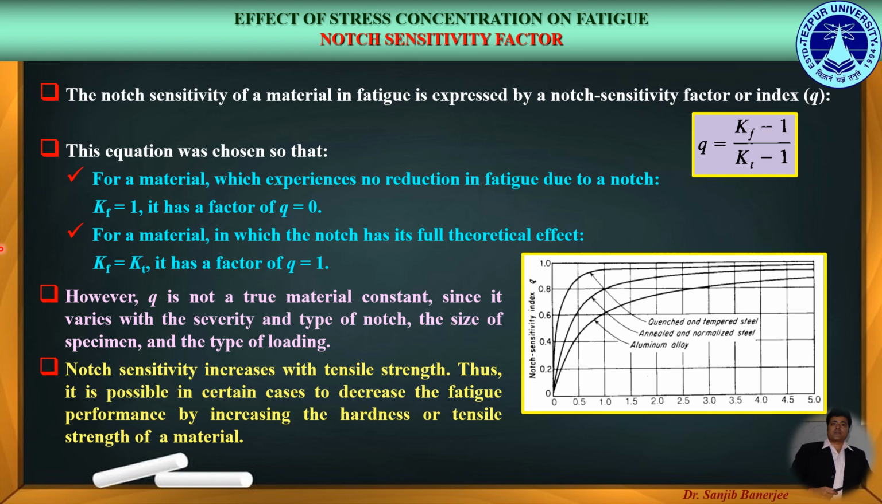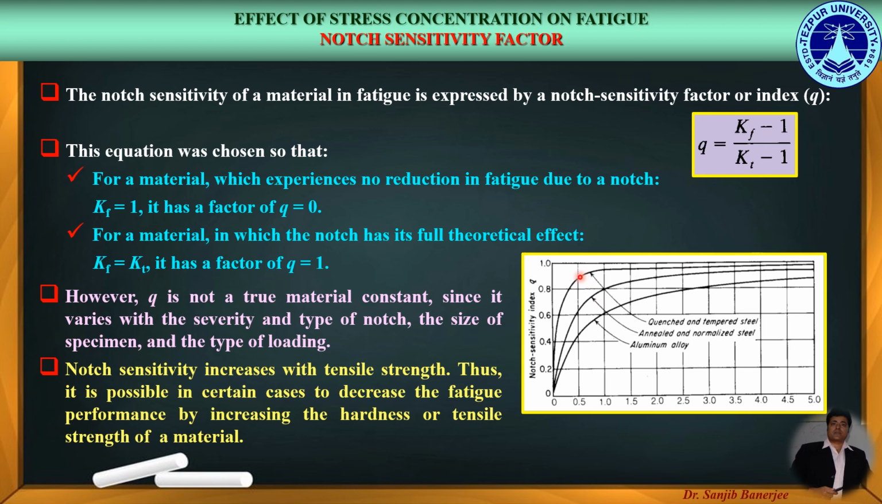Over here, the figure demonstrates the variation of notch sensitivity index, that is Q, from 0 to 1 for different materials of different strengths, where the aluminum alloy has the lowest strength and quenched and tempered steel has the highest strength. The figure indicates that notch sensitivity increases with the tensile strength of a material.